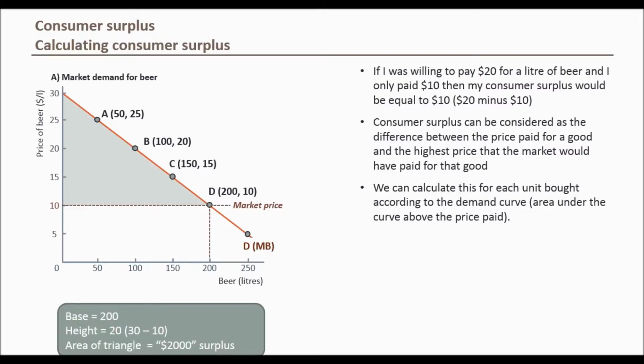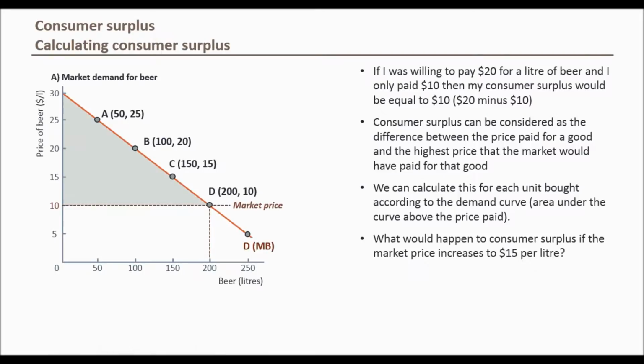This $2,000 then represents the market consumer surplus, because there were so many consumers that were willing to pay a higher price than what they currently are paying. But what happens if the market price increases? If the price increases, we know, according to the law of demand, and by looking at the demand curve, that the demand for beer will fall. Let's assume that the price level increases to $15 per liter because there was a poor barley harvest which has made one of the ingredients in beer more expensive.